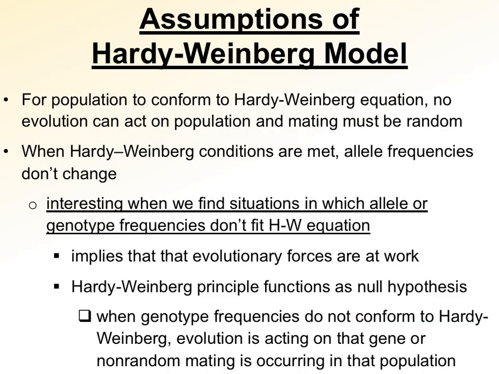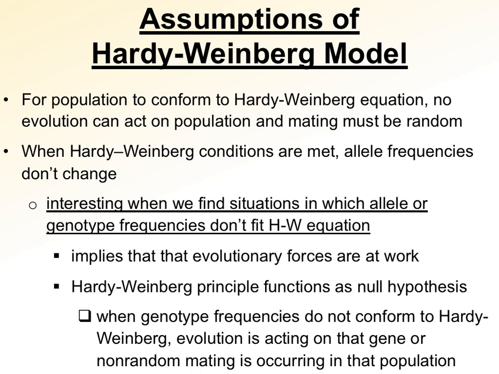And so for the Hardy-Weinberg principle, it's really assuming that everything is random. For the population to conform to this equation, no evolution can be acting on the population and mating has to be random. So it's basically a way to tell you what would happen if everything is random. And when all of a sudden things aren't random, then his equation doesn't work. And that's how scientists can tell that there's some change in allele frequencies in a population.